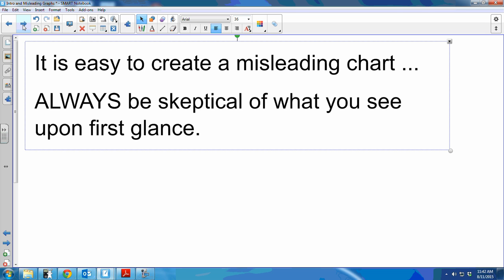All right. So there's some about the area principle. There's others just about misleading information. It may not be categorical, but it's just important to note some misleading information. So here we go.